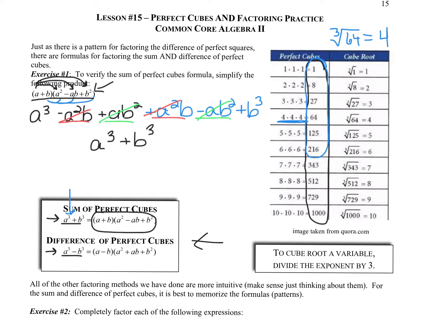For variables, we are looking for the exponent to be divisible by 3. So if I have an expression with x to the 6th, that works, right? Because 6 is divisible by 3. If I have an expression with x to the 5th or x to the 4th, that's not going to work, because those exponents to be perfect cubes have to be divisible by 3. So I'm going to move this down now and we'll start to look at some examples.